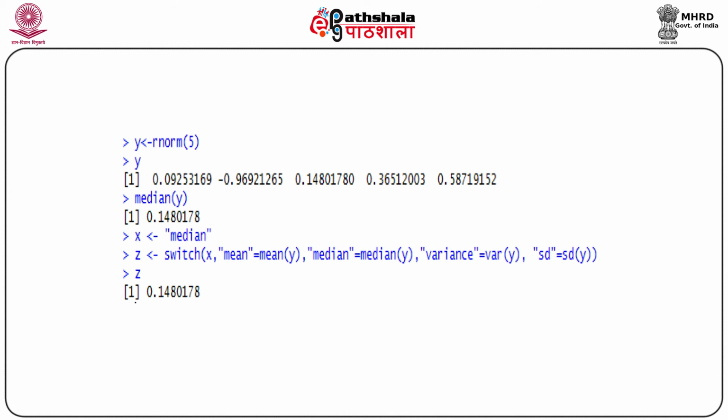Here, in this example, we have generated a random sample of size 5 from a standard normal distribution and have stored the values in y. So, here is our output of y. Now, we are using the median function to calculate the median of y. Now, if we define x as the median and write down z with the help of this switch function, we will finally get the median of y when we recall z. So, this is how the switch function works.